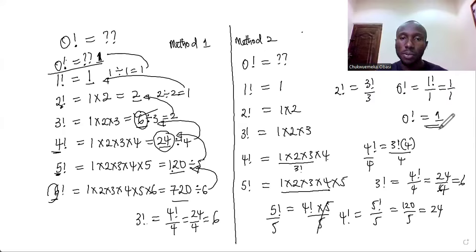So guys, what do you think? We've come to the end of the proof, and we've been able to show you that 0 factorial is exactly 1 and not 0.